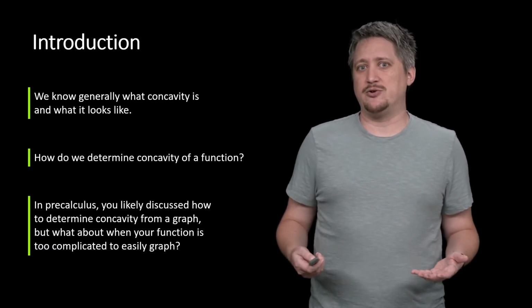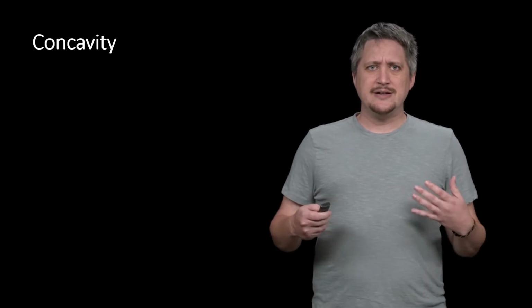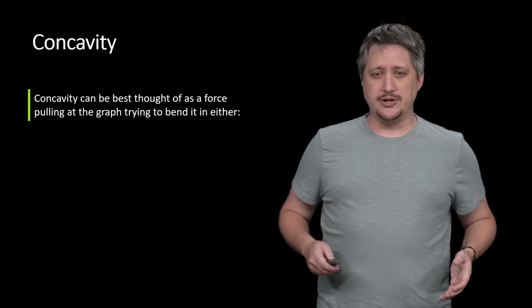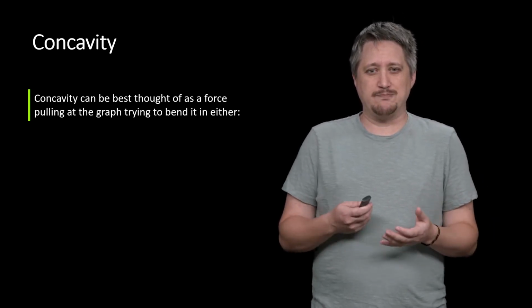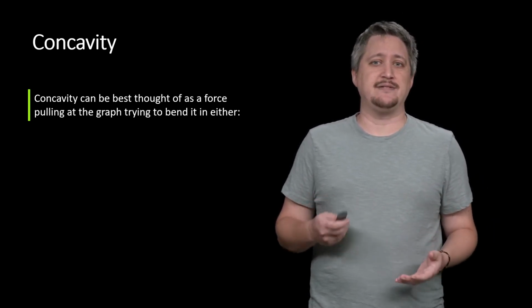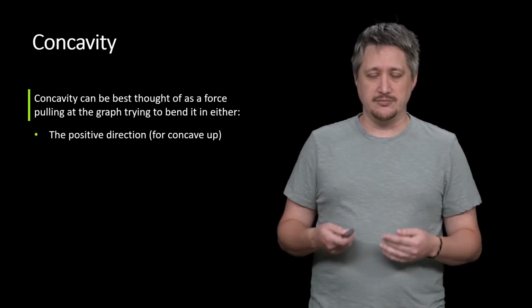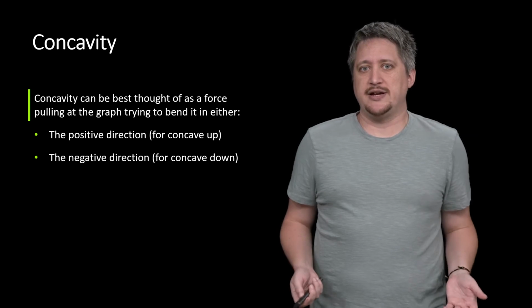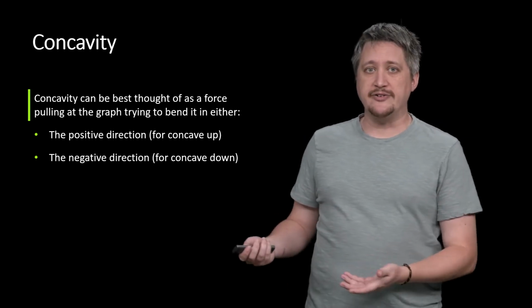So that's our goal. Remember, concavity visually, as a starting point, can best be thought of as a force pulling the graph, trying to bend it either in a positive direction, which we call concave up, or in the negative direction, which we call concave down.